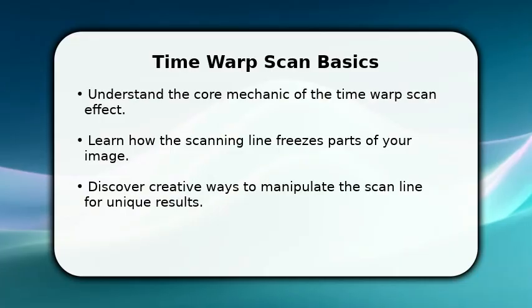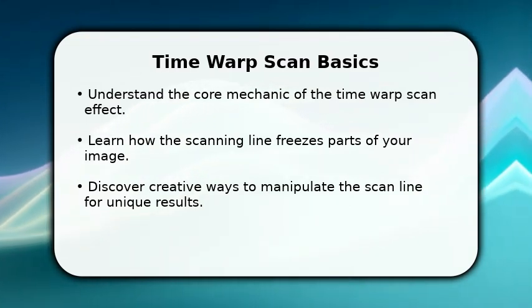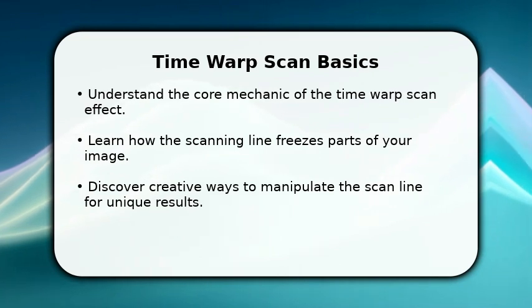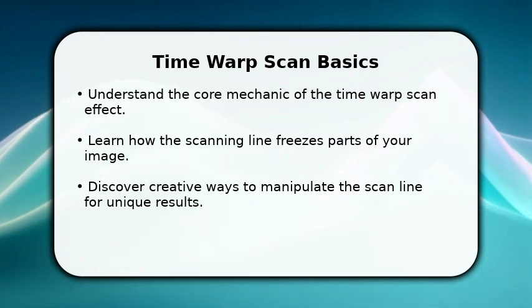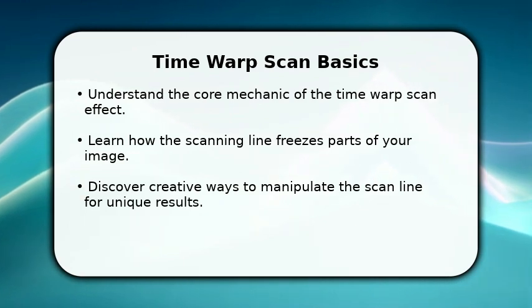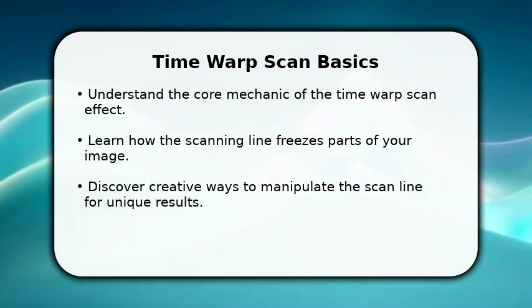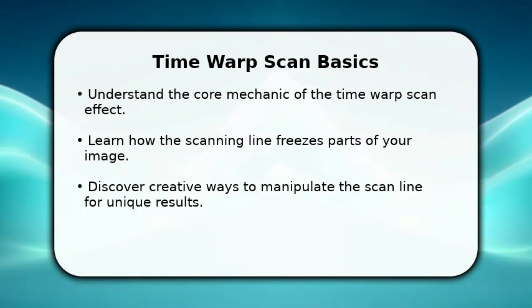Enjoy the video. In this video, I will explain how to make a time warp scan. This popular visual effect works by freezing a portion of your image as a line moves across the screen. As the line scans, anything it passes over is captured, while the rest of the frame continues to update. This creates a unique, distorted look, allowing for incredibly creative and often humorous outcomes. We will explore how to master this technique.